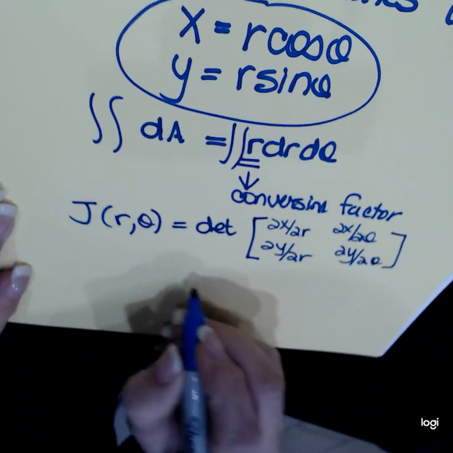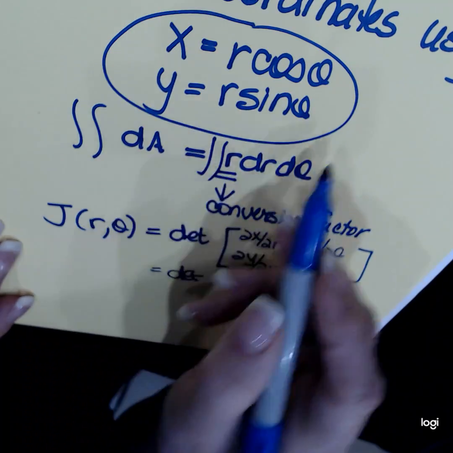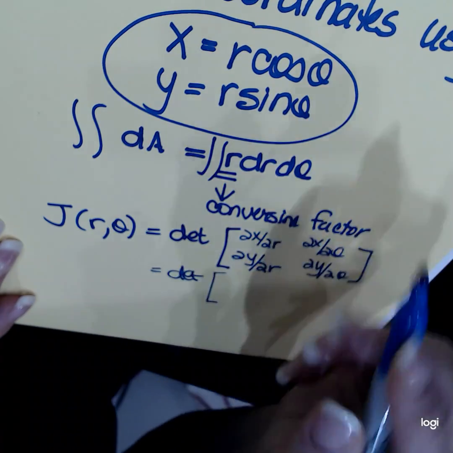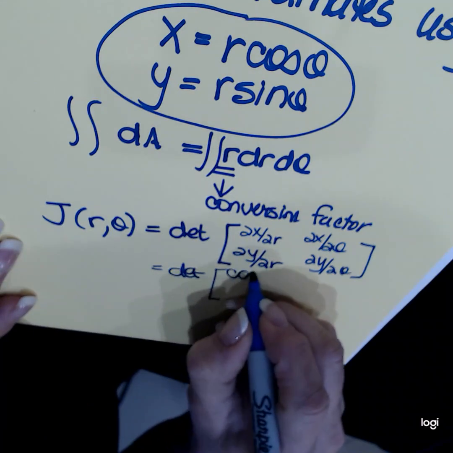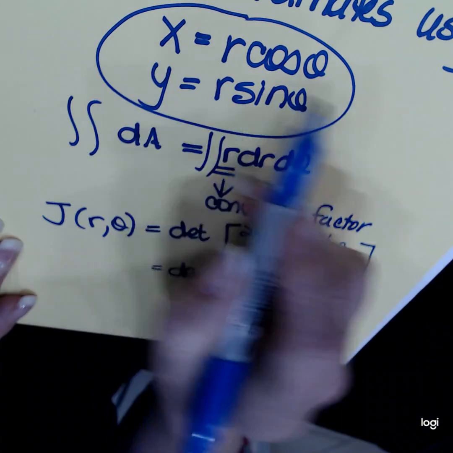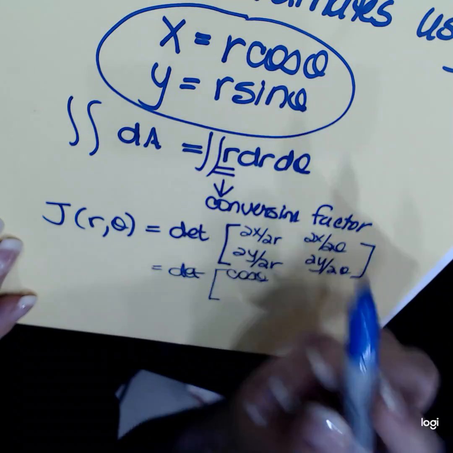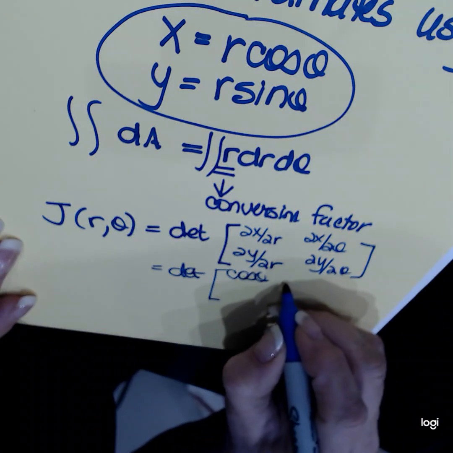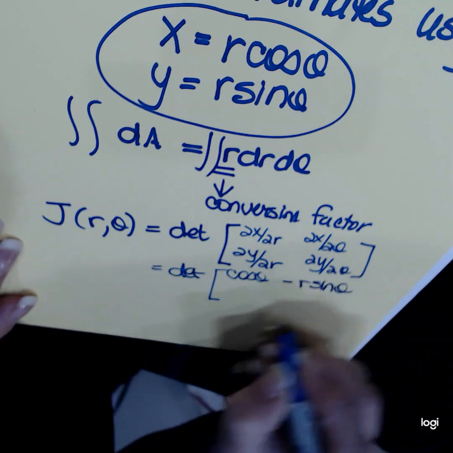So that means we are going to use, in this case, again looking back at our functions here, the partial of x with respect to r will simply be the cosine of theta. The partial of x with respect to theta, the r is just a constant. When we differentiate cosine, of course, we get negative sine. So this gives us a negative r sine of theta.